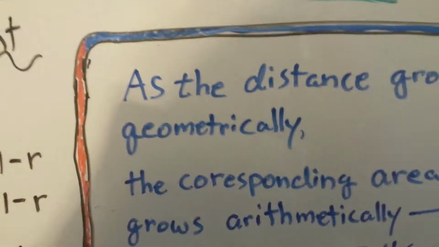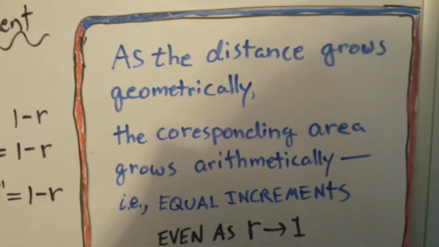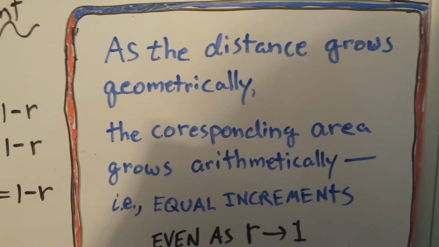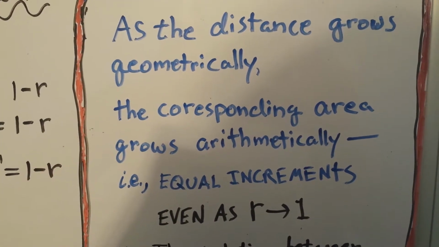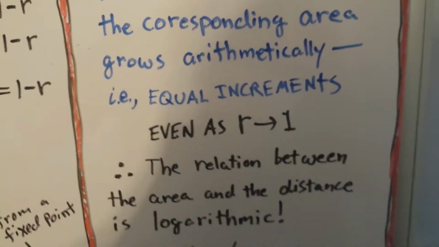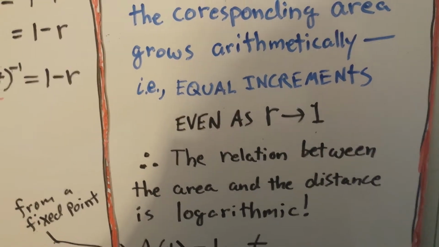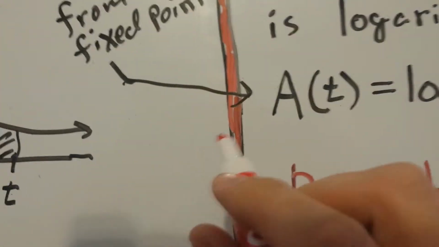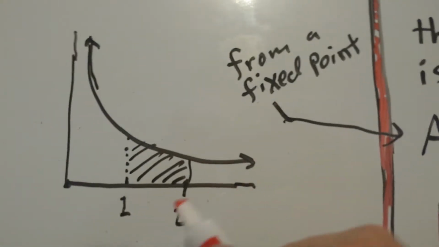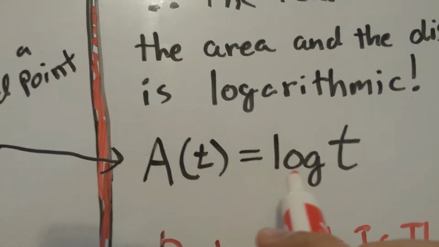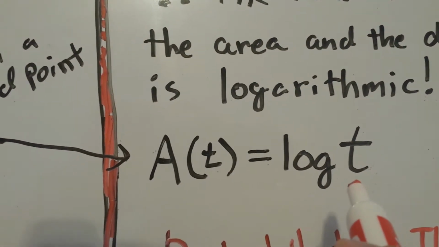What this means is, as the distance grows geometrically, the corresponding area grows arithmetically. That is, in equal increments, even as r approaches 1. What does that mean? That means that the relationship between the area and the distance is logarithmic. That is, from a fixed point, the area under the hyperbola at point t is log t for some base.